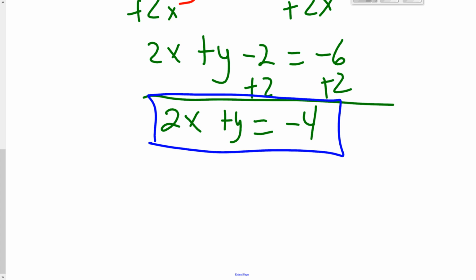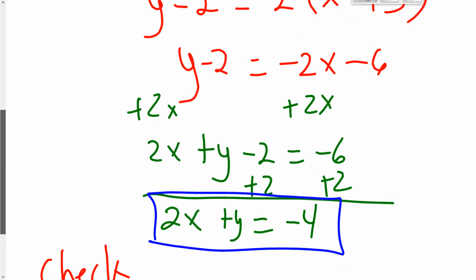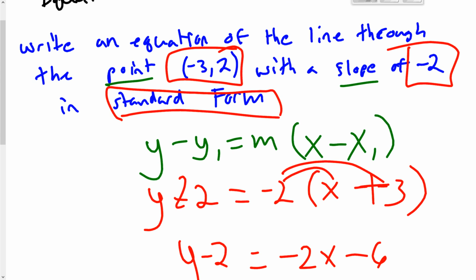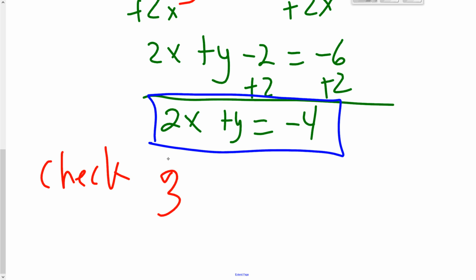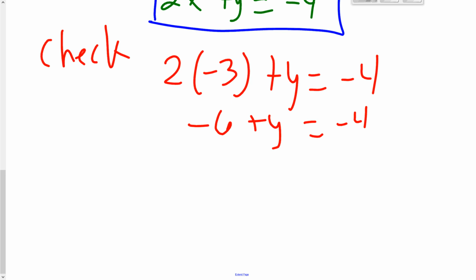Okay, so we're done, and you could check this, right? So one way to check would be to plug in that point, -3, 2, or at least plug in just one of those values. I could plug in -3 for my x. Oh, why did I put a 3 there? It doesn't go there. So -3 for my x, and see if my y is 2, right? Just to check. So -6 plus y equals -4. Add 6 to both sides. Hey, look, y equals 2. That's true. So that was the correct equation.